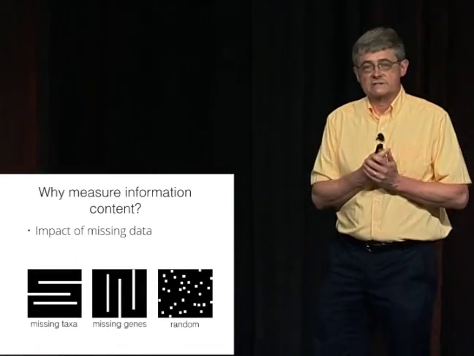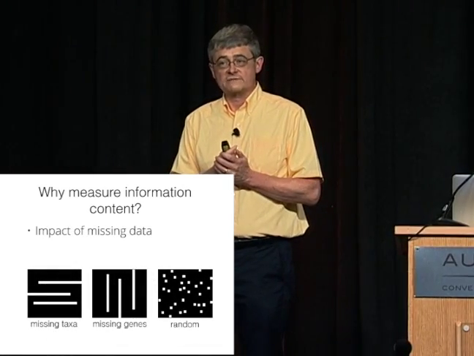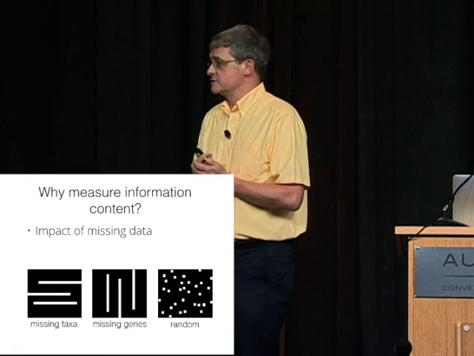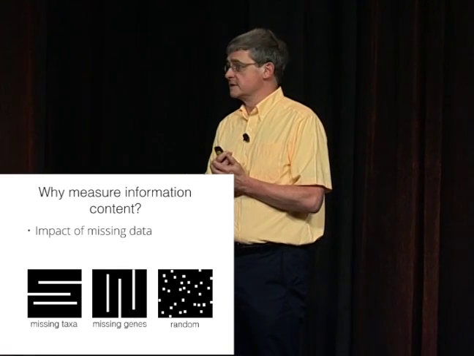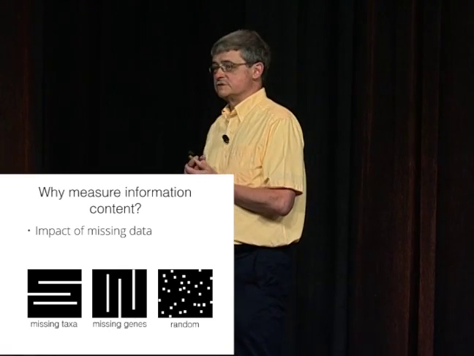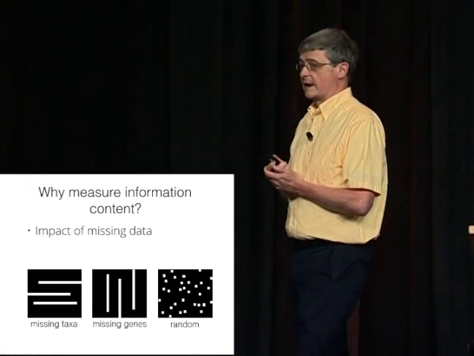Genomic data is sort of rife with various kinds of missing data, different patterns. So we could use information content to see which of these is actually costing us the most information. Is it better to miss taxa or miss genes or just miss data randomly?